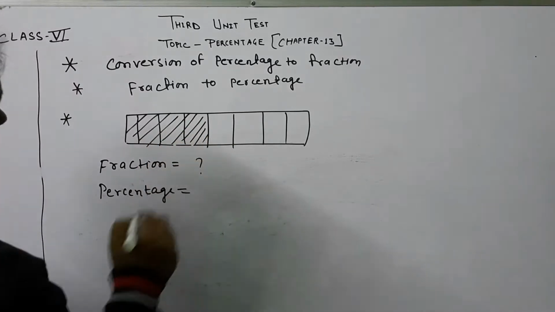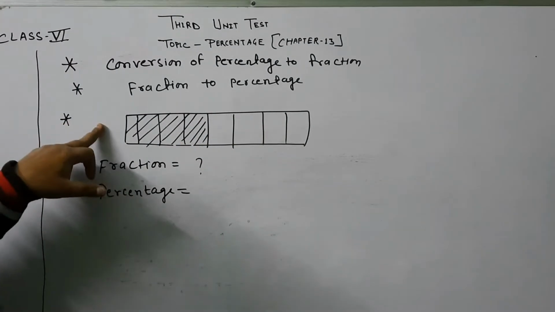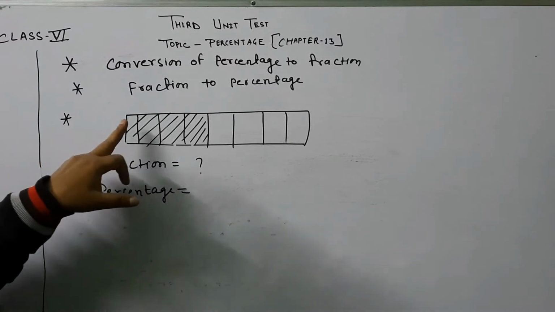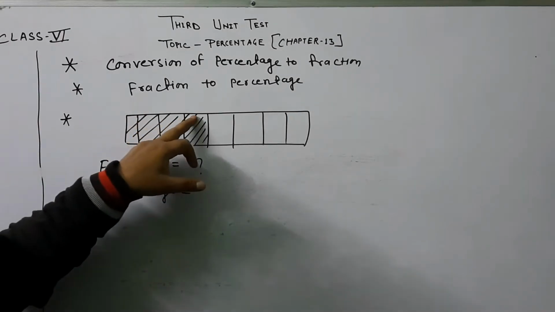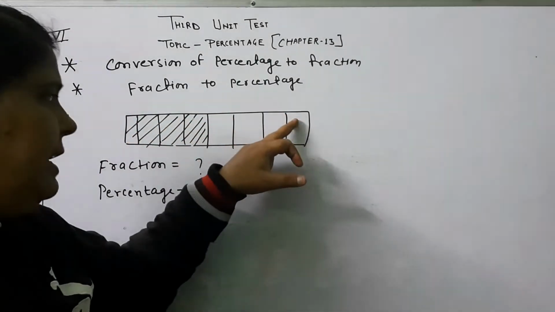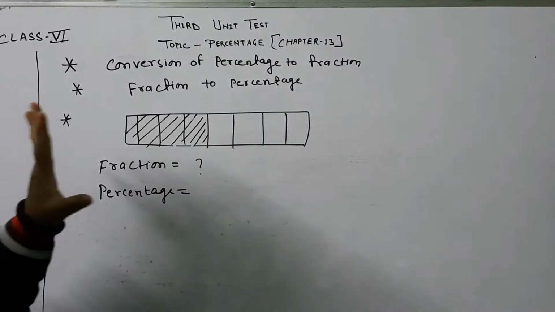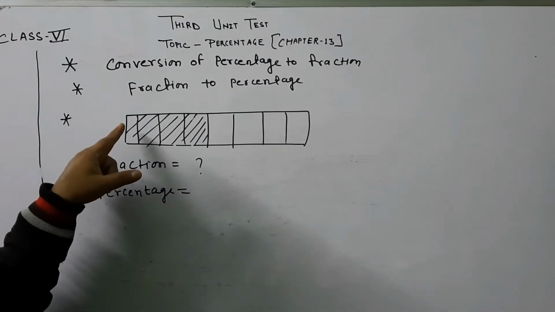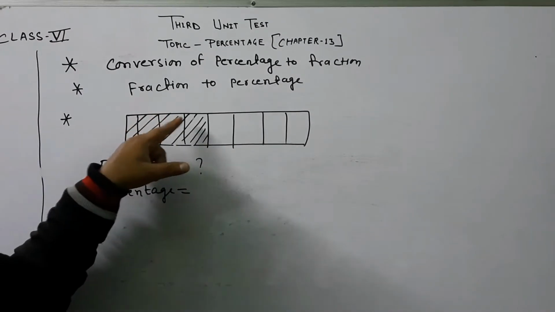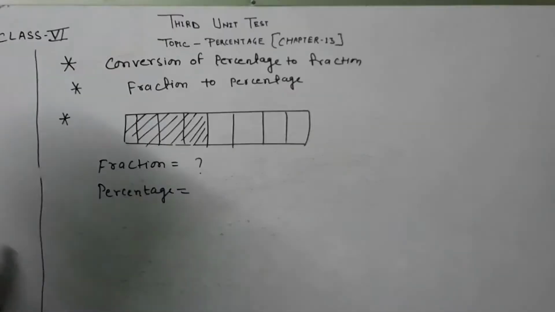Some part is shaded here. One figure is given. That figure is divided into how many parts? 1, 2, 3, 4, 5, 6, 7, 8. 8 parts. And how many parts are shaded here? 1, 2, 3, 4. So students, what is the fraction?